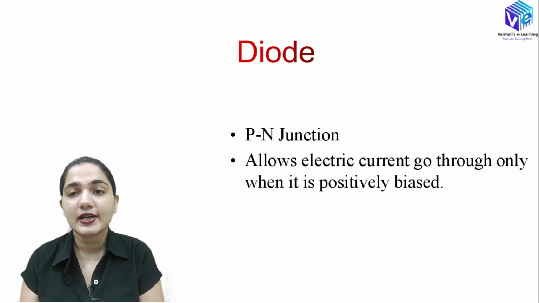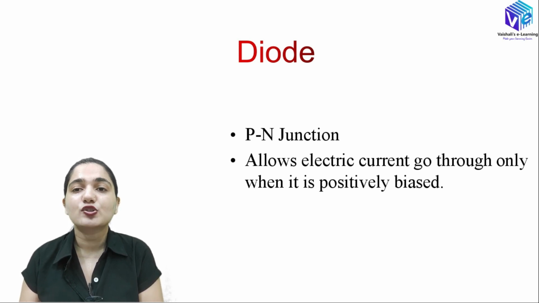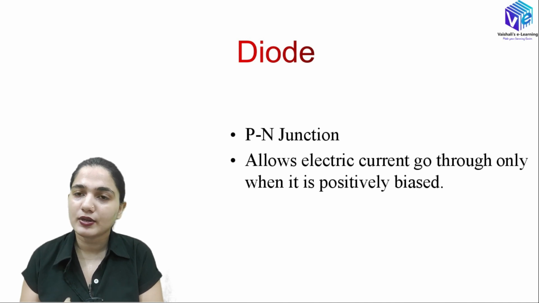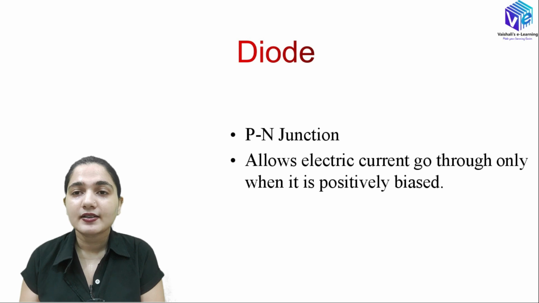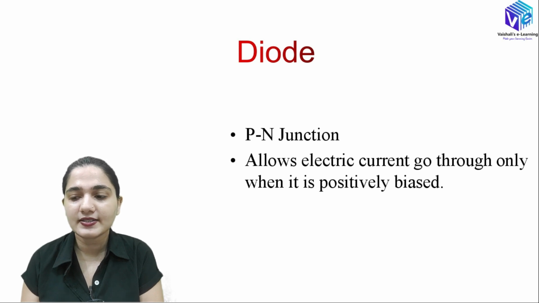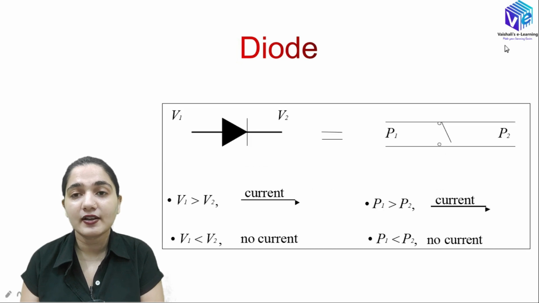It allows electric current only when it is positively biased, also called forward biased. In forward bias it acts as a switch and allows full current to pass through it. And whenever it is reverse biased, it acts as an open switch, so it will not allow any current to pass through it, and it has infinite resistance at that time.